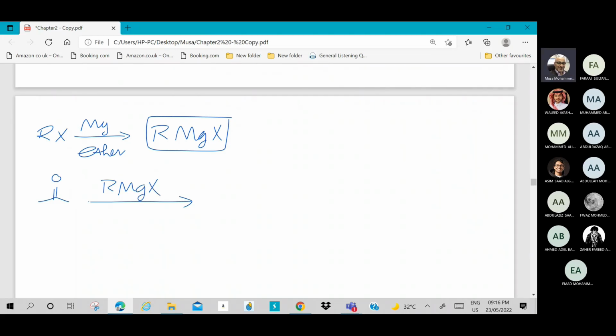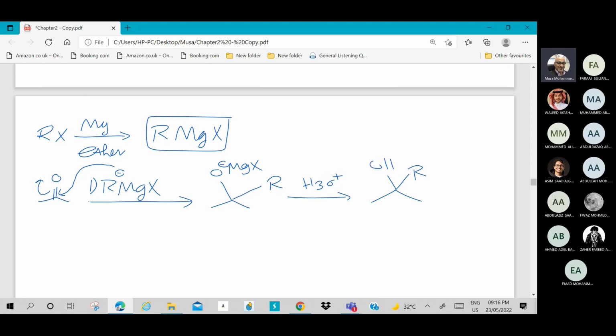RMgX first, and this will work this way. So R is negative. It's going to attack the carbon of the carbonyl, and this will open up. It will generate O minus connected to MgX, and then treatment with H3O plus will result in formation of tertiary alcohol. So this means you form now the tertiary alcohol from ketone.